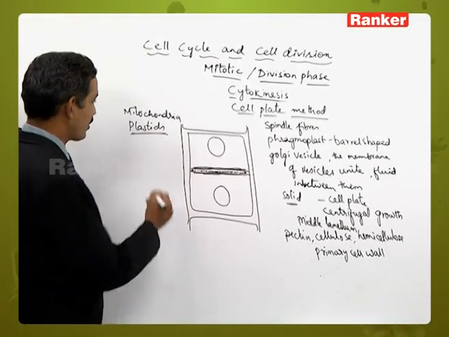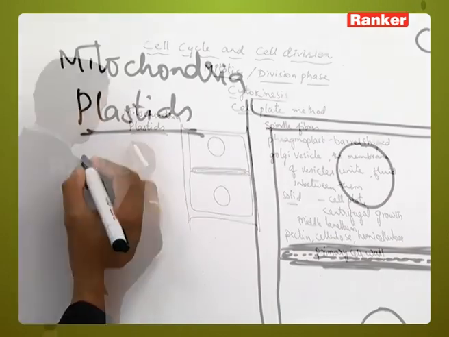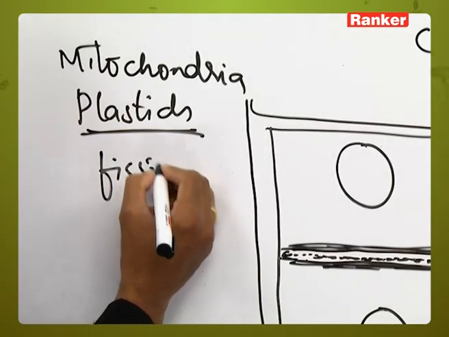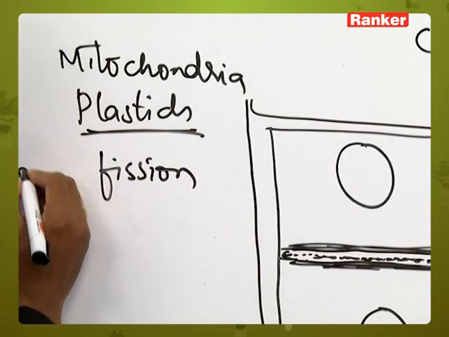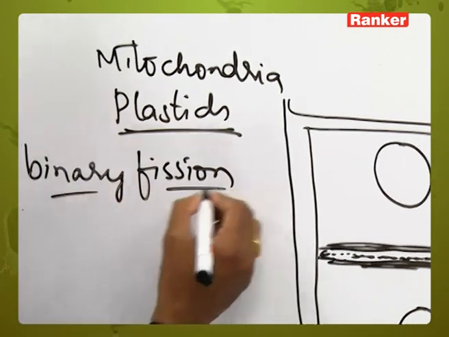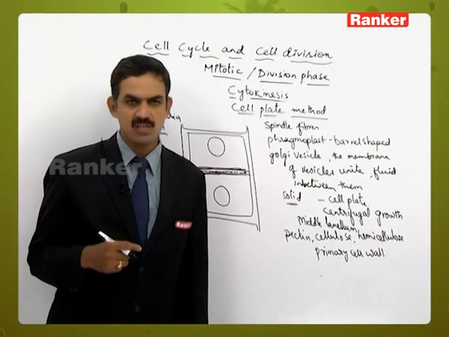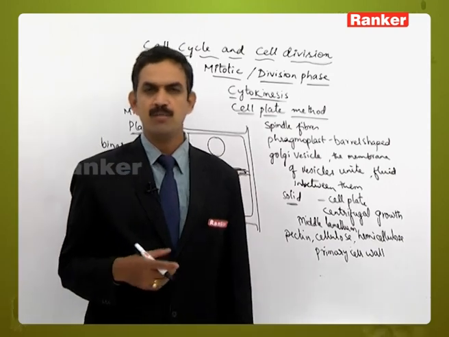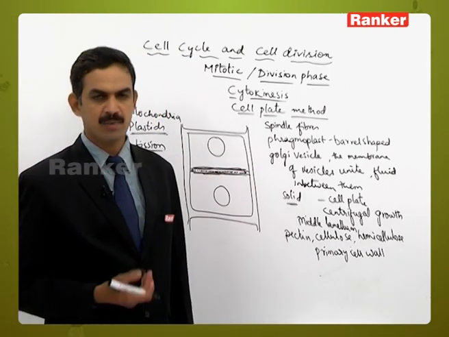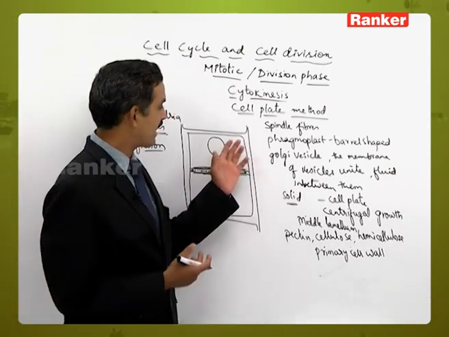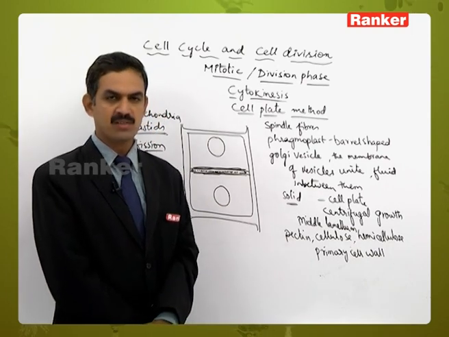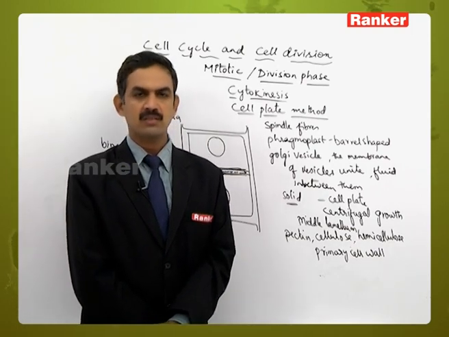The number of these mitochondria and plastids is increased by a process called fission. That is, both of them will undergo binary fission to increase their number. Proplastids are the structures which give rise to the plastids by increasing their shape, size and structure. Likewise, these are the changes that take place during the entire process of cytokinesis.